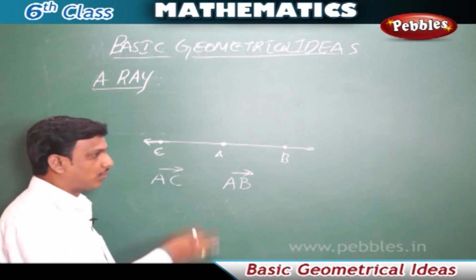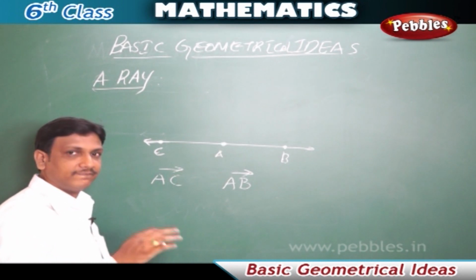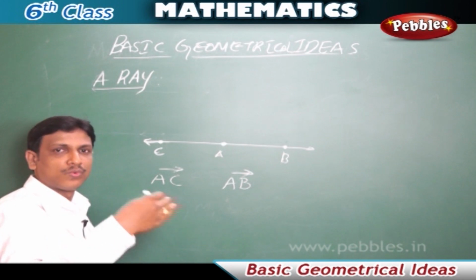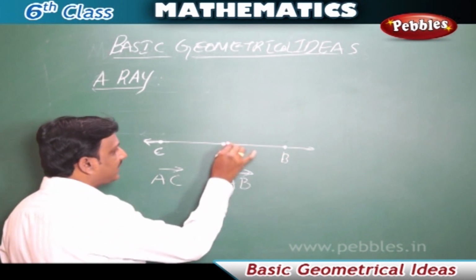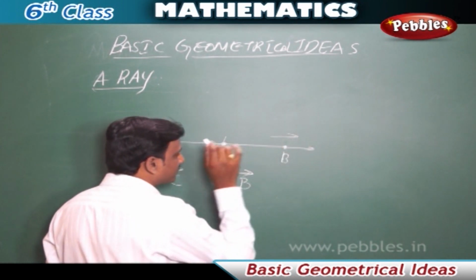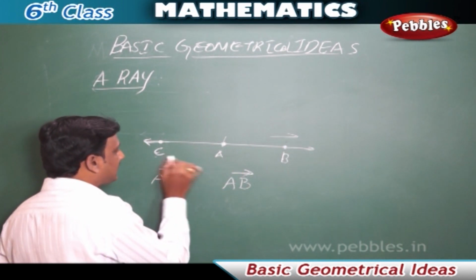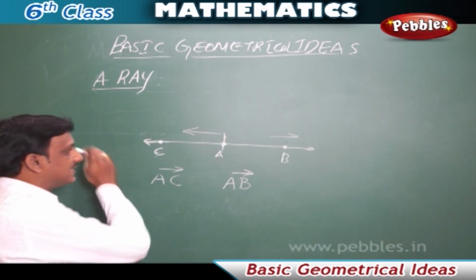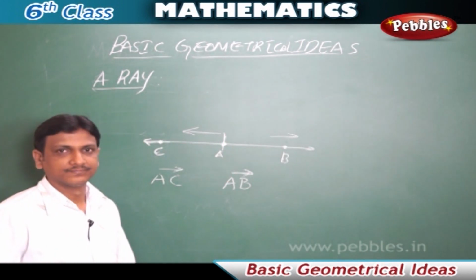So how do we define a ray? A ray is a portion of a line which starts at a point and goes endlessly in one direction. Here this ray is starting at this point and it goes endlessly in this direction. And this ray AC starts here at this point and it goes endlessly in this direction.